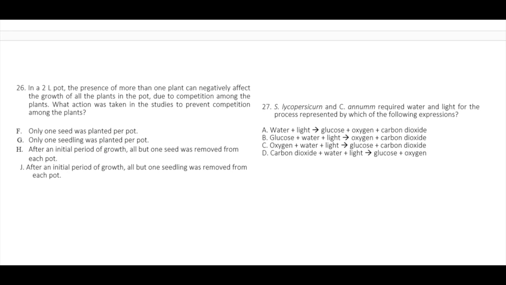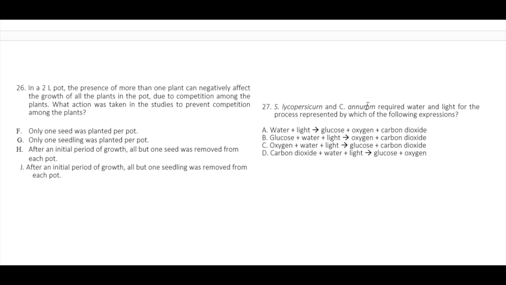Alright, our last question for this passage, question 27, says S. lycopersicum and C. annuum required water and light for the process represented by which of the following expressions? And then we have a few chemical equations here. All of them have water and light on the left side, and they all turn into something else. So now this question actually requires outside knowledge not presented in the passage. Let's go through it and try to figure out what plants do.